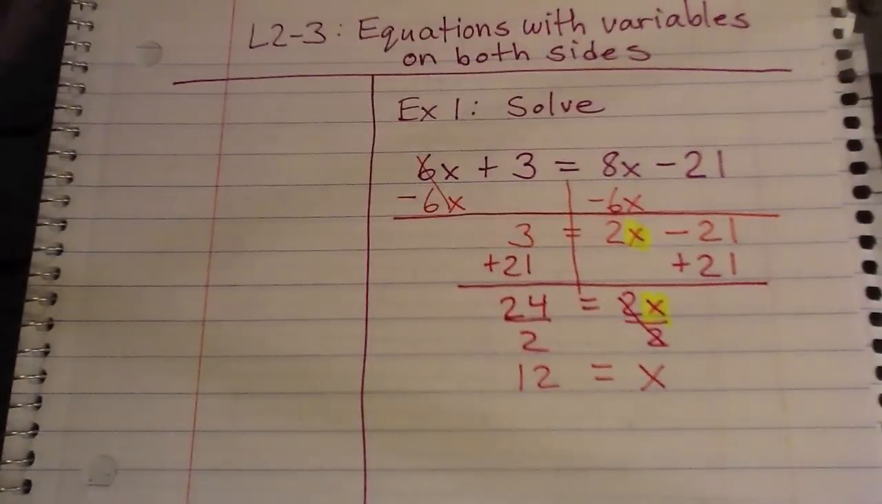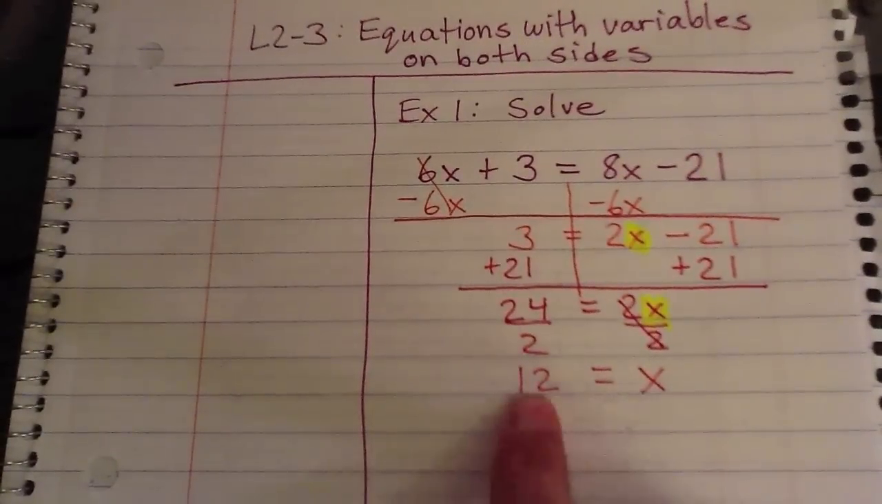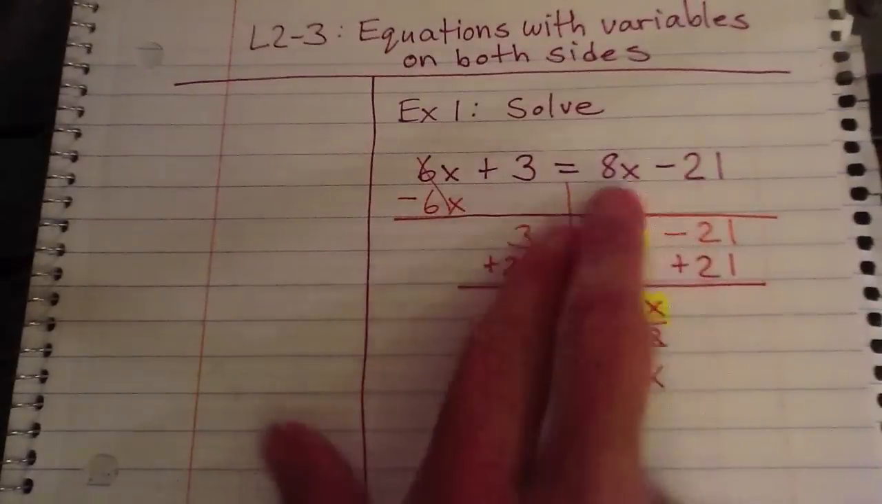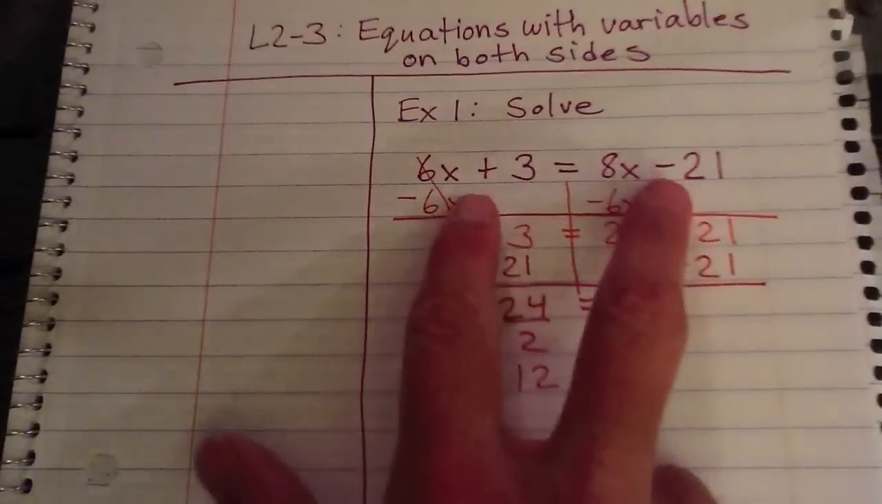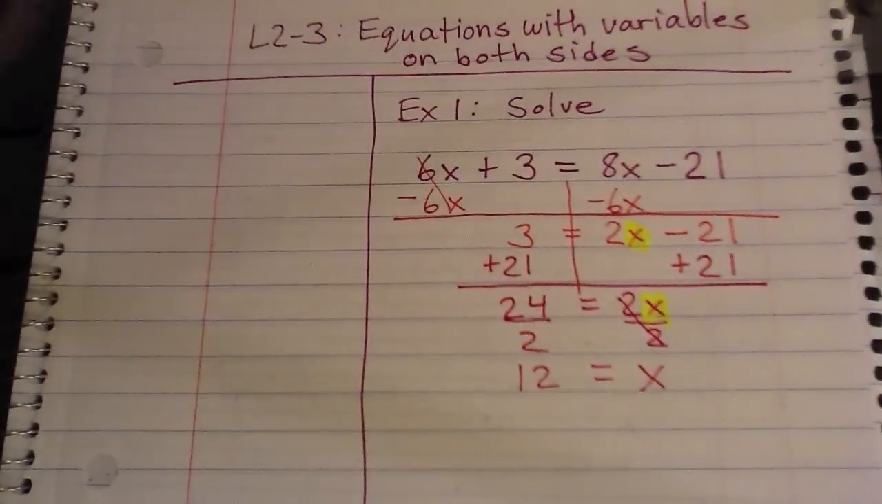And then again, the way that you can check it is you plug in 12 for x at each of these, and you see if the equation balances out. And for notes, I'm not going to do that because I already know that this is correct, but you always want to check that on your homework and on your tests.